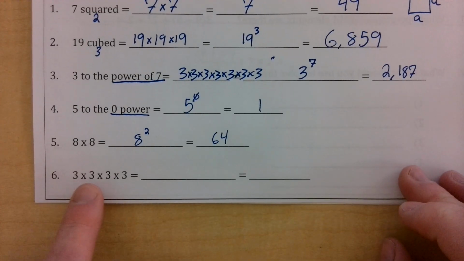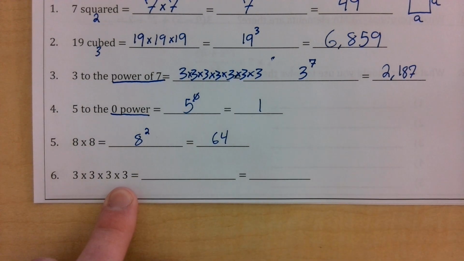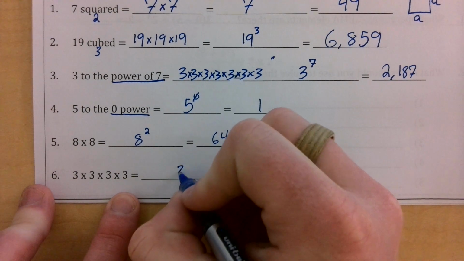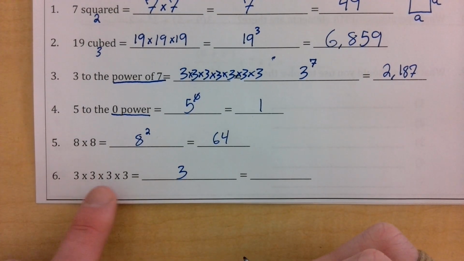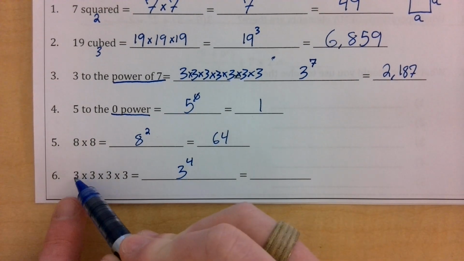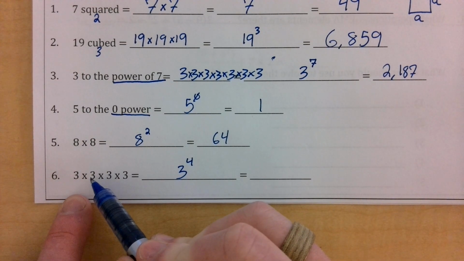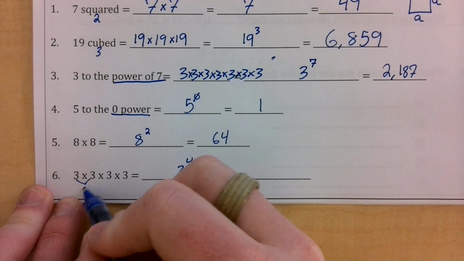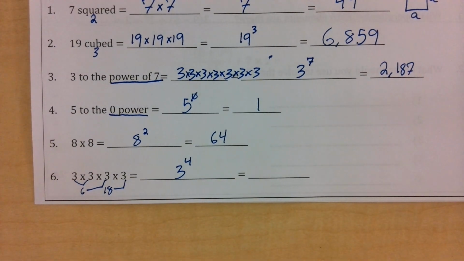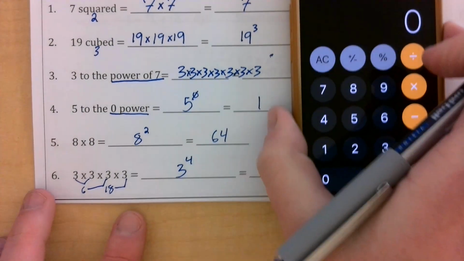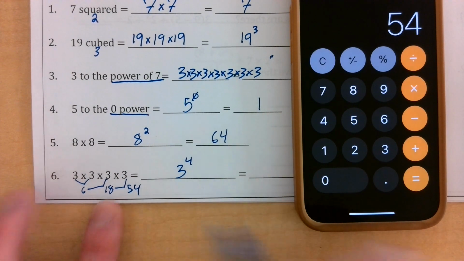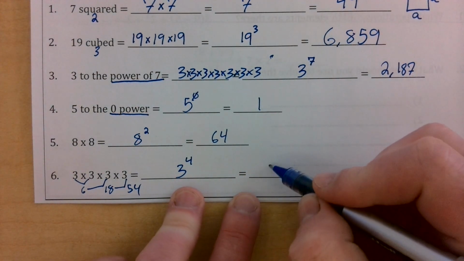And lastly, we have 3 times 3 times 3 times 3. What number is being multiplied? 3. How many times? 1, 2, 3, 4. 3 to the 4th power. 3 times 3 is 9. 9 times 3 is 27. And lastly, 27 times 3, I don't know off the top of my head. 27 times 3 gives us 81. So our answer is 81.